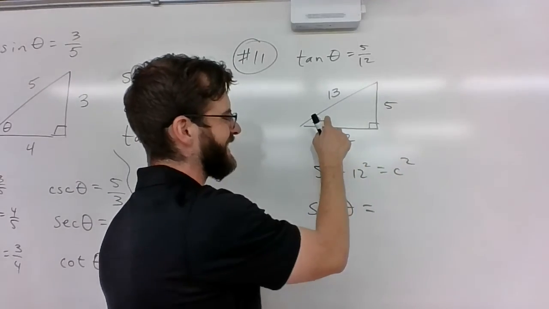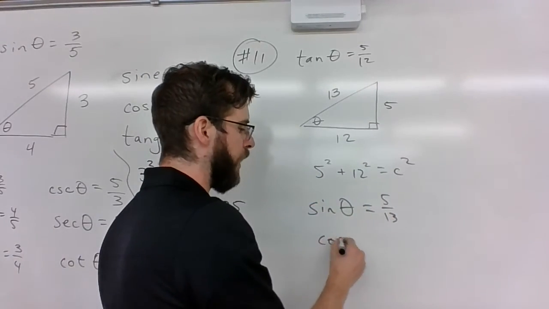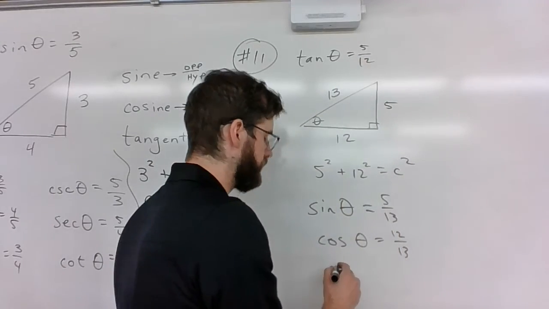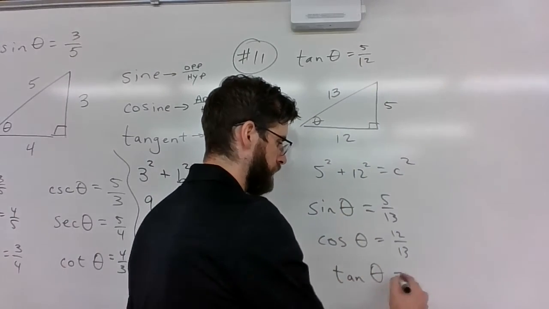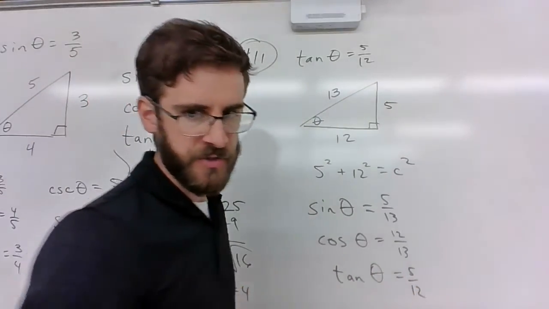Sine ends up being 5 over 13. Cosine ends up being 12 over 13. We know what tangent is, 5/12. And then cosecant, secant, and cotangent are those flipped.